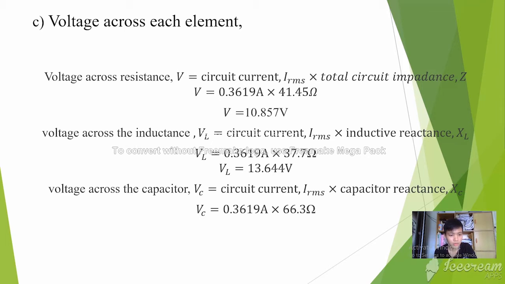Last, to calculate the voltage across the capacitor, we use the formula circuit current times the capacitive reactance. From the equation, we get the voltage across the capacitor as 23.944 volt.